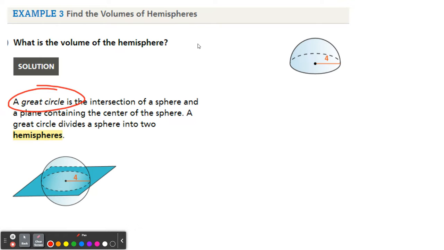There's elliptical geometry, there's spherical geometry. We do plane geometry in our class, right? So nonetheless, a hemisphere's volume is half of the sphere's volume. So no big deal, right?